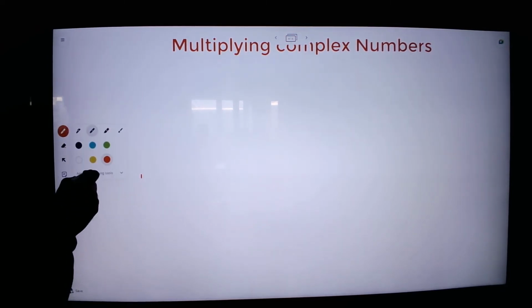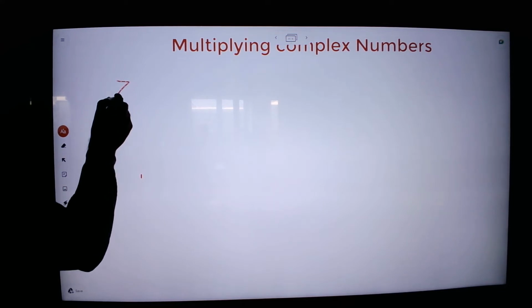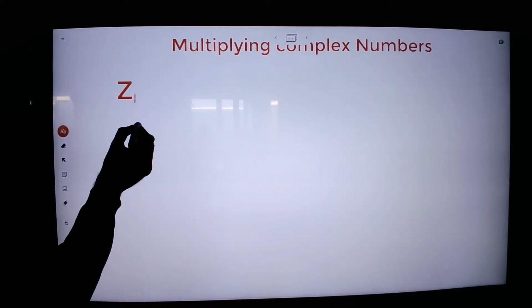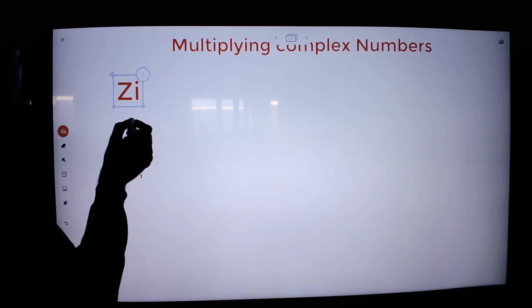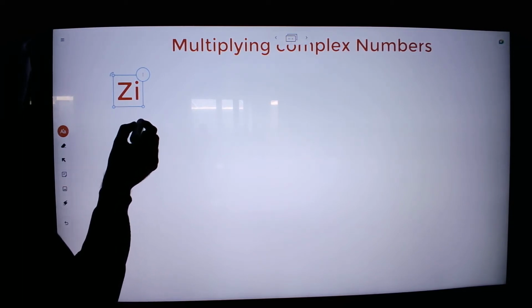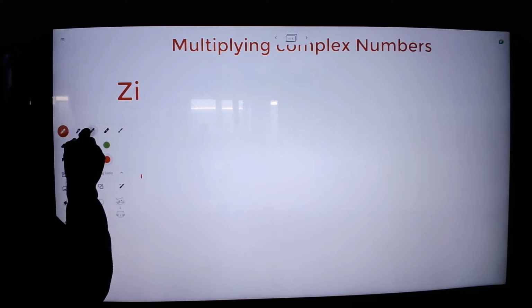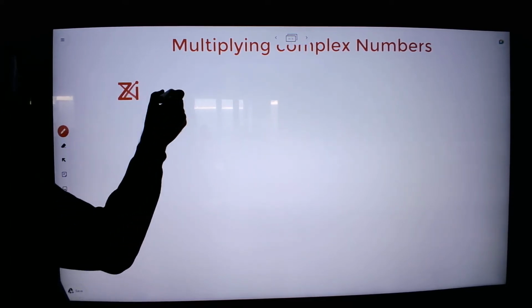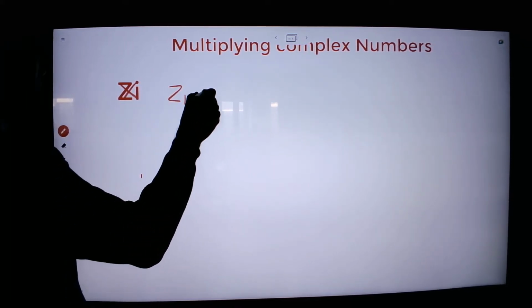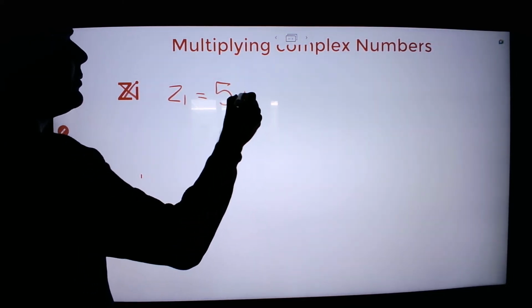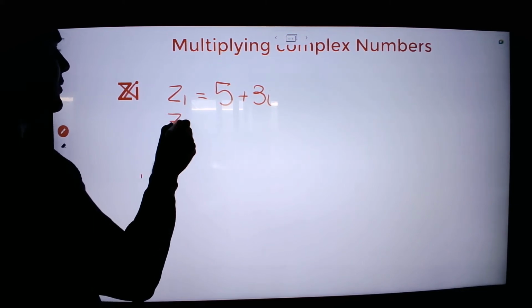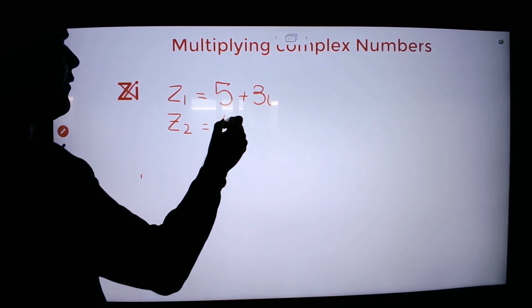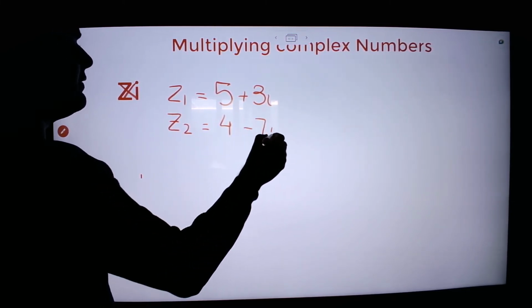Let's say I got two numbers. Now, let's say I got z1, which is equal to, that's not zi, it's supposed to be z1. Let's say z1 equals 5 plus 3i. And then I got z2 is 4 minus 7i.